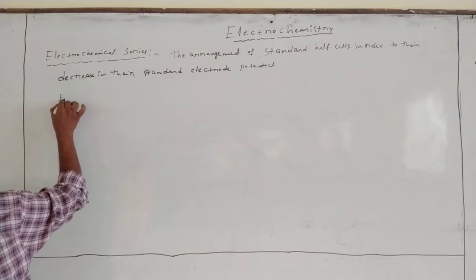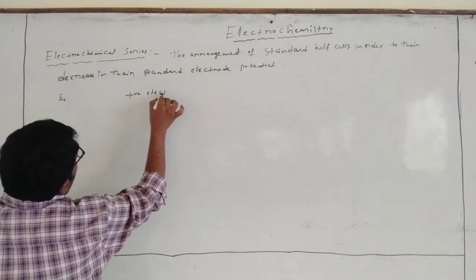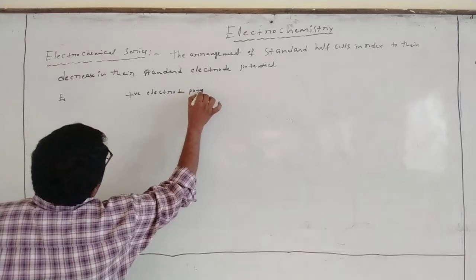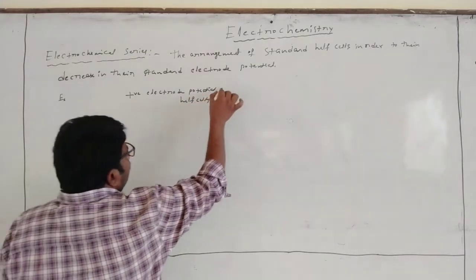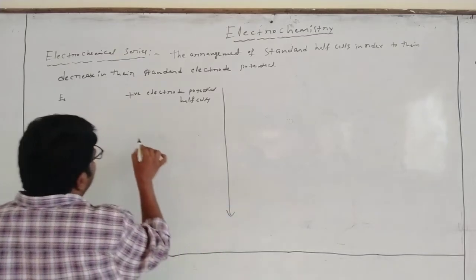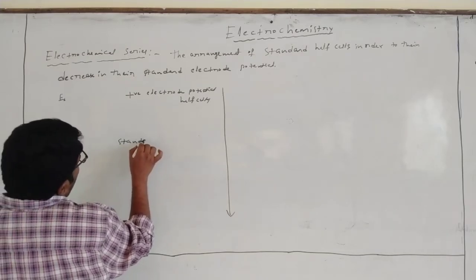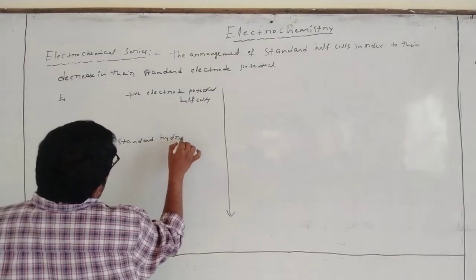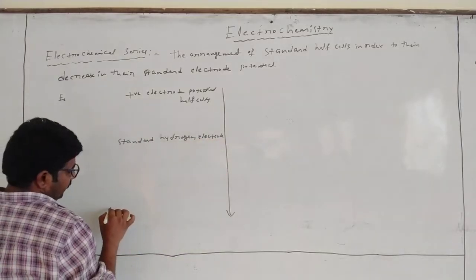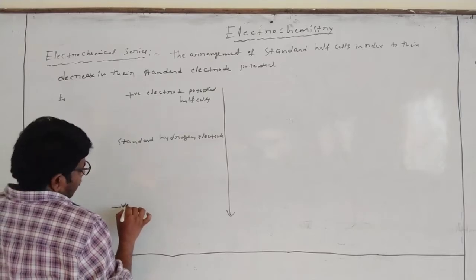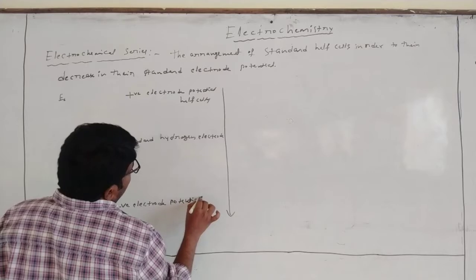Generally, how they are arranged: first, the positive electrode potential half cells, next the standard hydrogen electrode, and down the table, the negative electrode potential half cells.